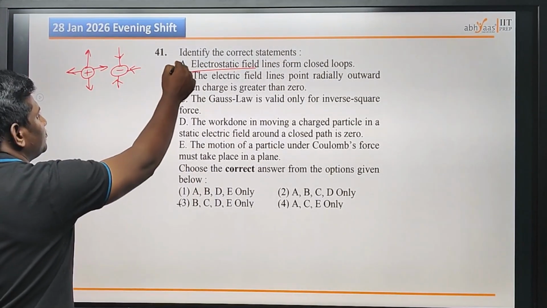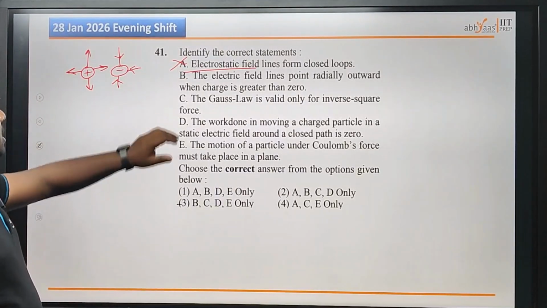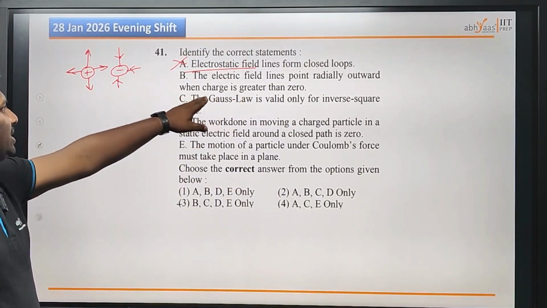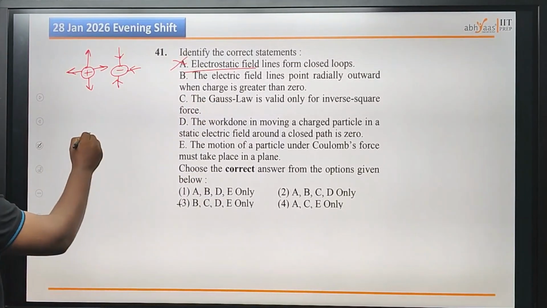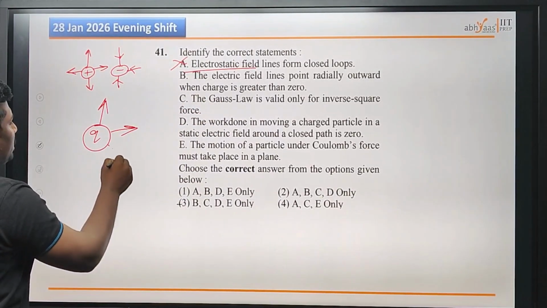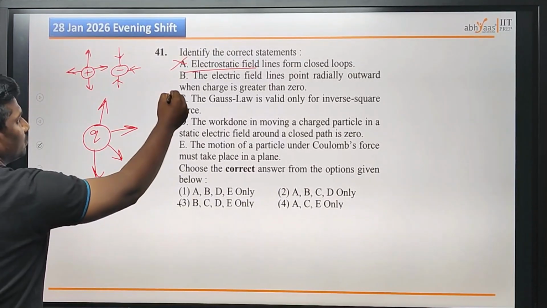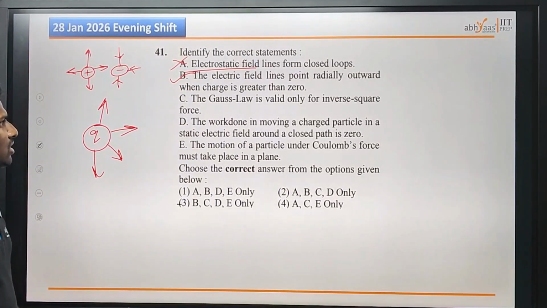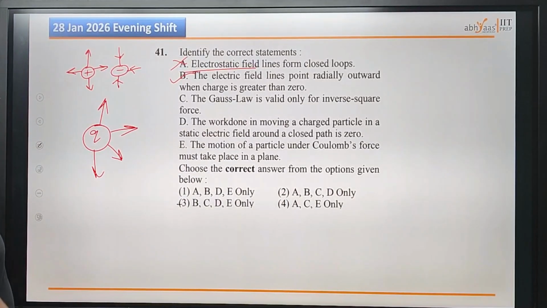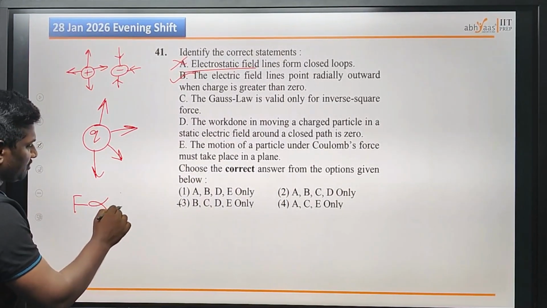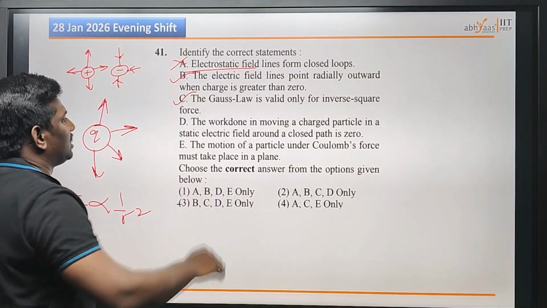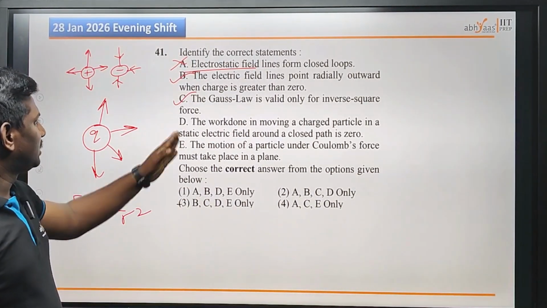Next question. The electric field lines point radially outward when the charge is greater than 0. So if you are having charge Q, the field lines are radially outward. That is true. Option B is true. The Gauss law is valid only for inverse square force law. So F is inversely proportional to r square. You can say this one. Answer is right. Option D.